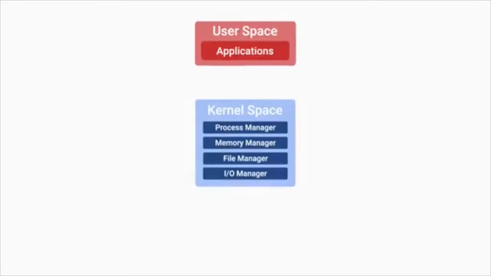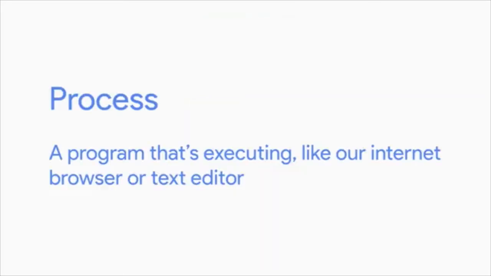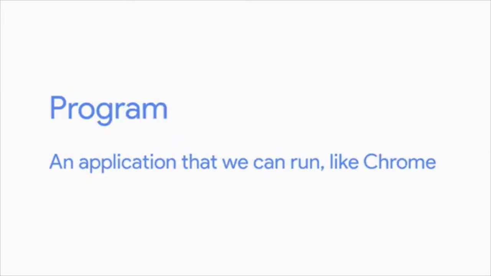One of the most important tasks that our kernel performs is process management. A process is a program that's executing, like our internet browser or text editor. A program is an application that we can run, like Chrome. Take note of the difference. We can have many processes of the same program running at the same time. Think of how many Chrome windows you can open. These are all different processes for the same program.